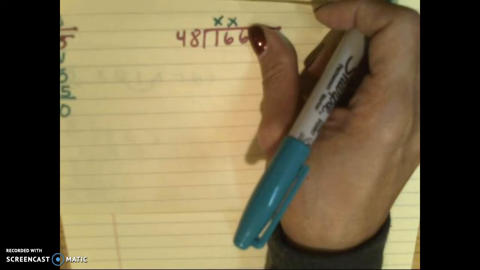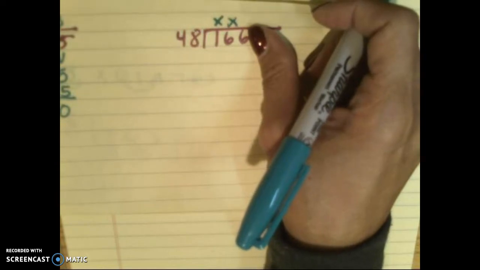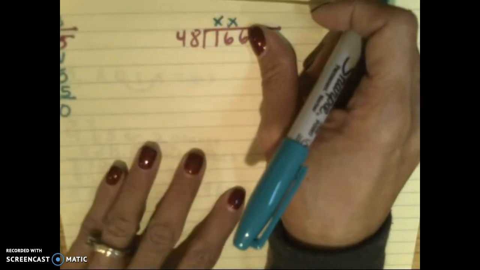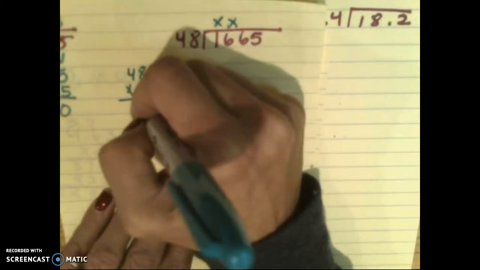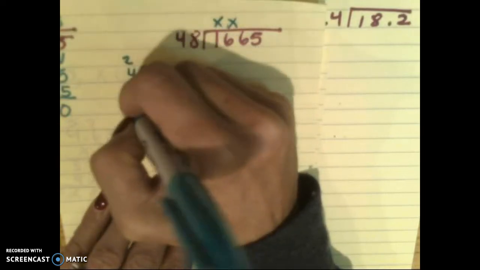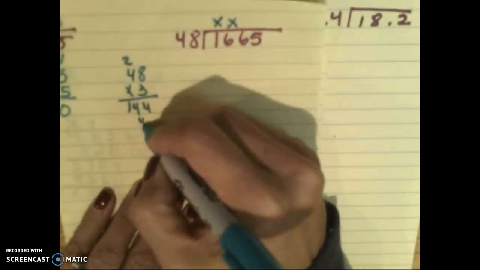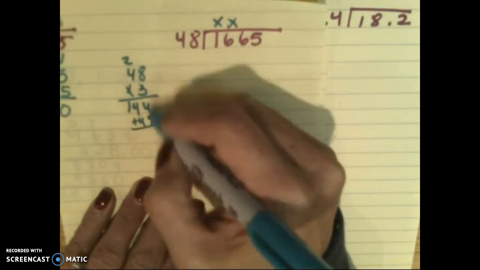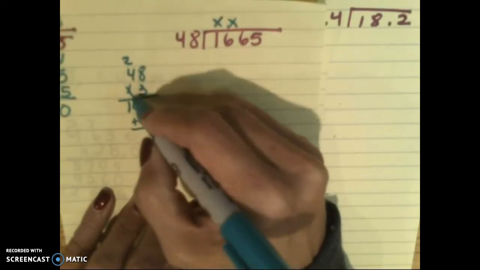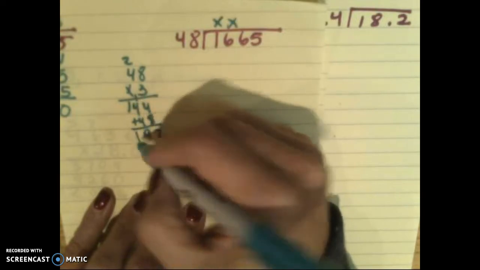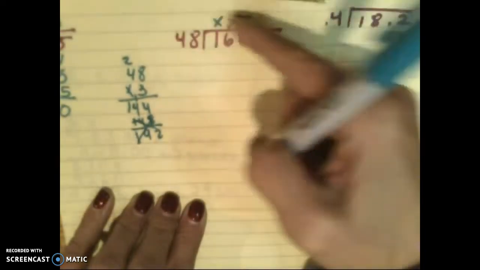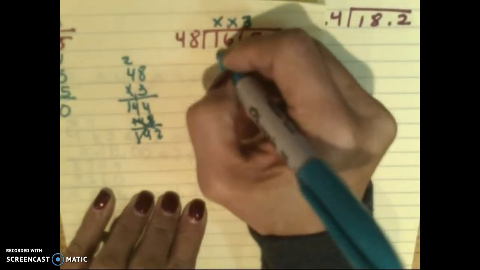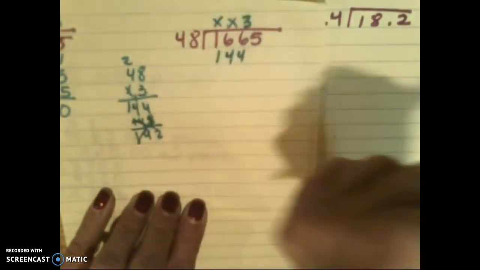Now I have this 166. I don't really know what 166 divided by 48 is. So I'm going to use some different multiplication numbers to see what I can come up with closest. So off to the side, I might try, let's say 3. 8 times 3 is 24. 4 times 3 is 12 plus 2, 144. I know if I add another 48, that's going to be way too much. So I know that's too much, so that's not going to work. I'm going to use 3. And I said multiply 48 times 3, that gives me 144 because I did it off to the side.